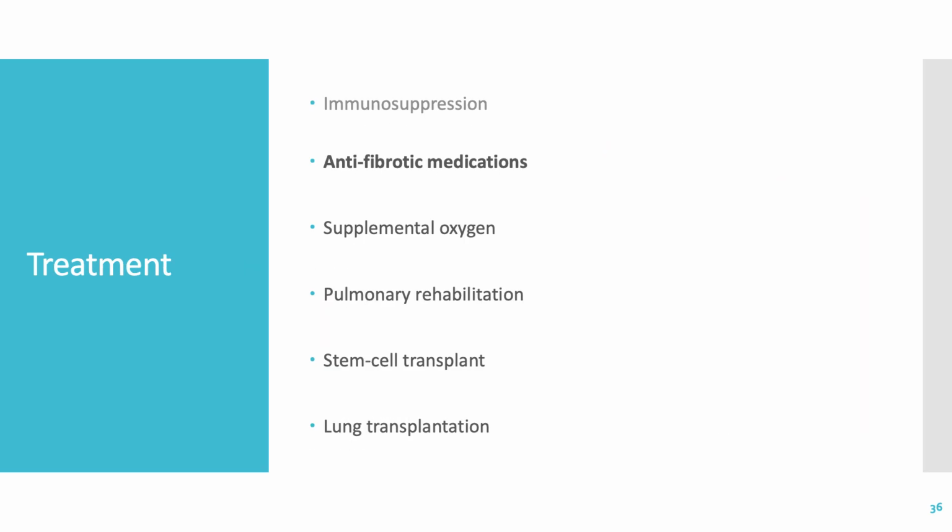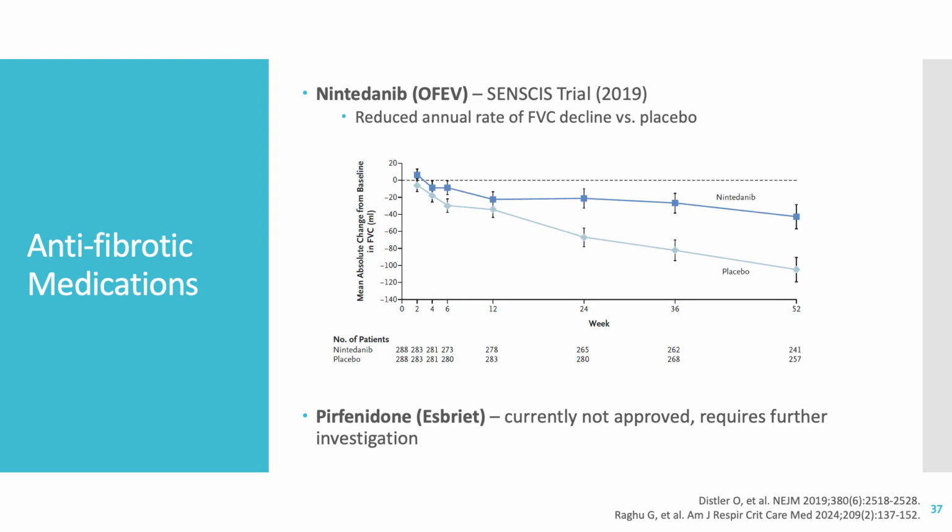So moving into the next category of medications, antifibrotic medications. These are medicines that your lung doctor specifically is going to be talking to you about. In scleroderma, there is a medicine called nintedanib, or Ofev, that was approved in 2019 based on the results of the SENSCIS trial. And so what they found is that patients with scleroderma that were treated with nintedanib, or this antifibrotic medication, had a reduced annual rate of lung function decline compared to patients that were not taking this medicine.